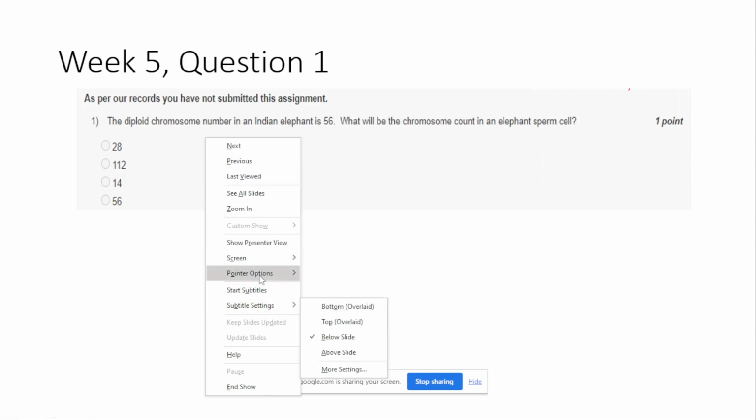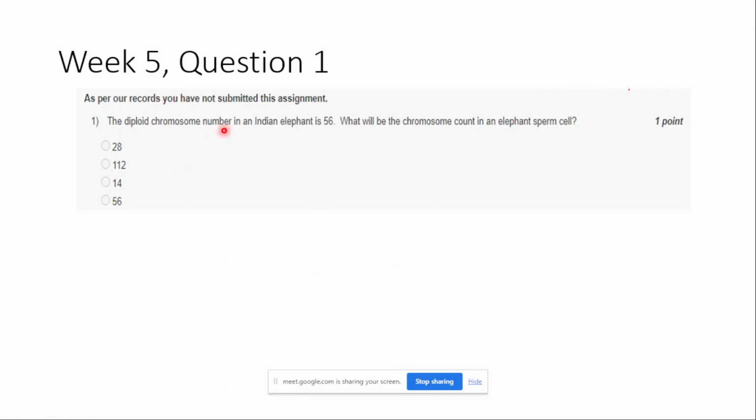The question is asking that the diploid chromosome number in an Indian elephant is 56. What will be the chromosome count in the elephant sperm cell? So, who wants to answer that? 28. Why 28? Why not 56? Because the sperm contains the haploid number of chromosomes, that is 28. So it has resulted from meiosis cell division, right? The chromosome number has been halved to 28, no longer diploid, it is haploid. So the answer is 28.